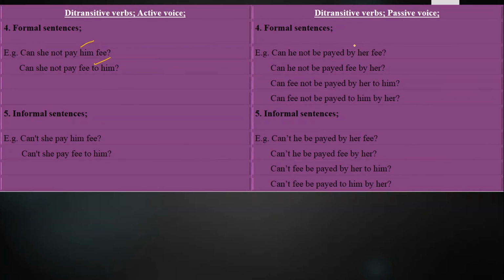And in passive voice: can he not be paid fee by her? Can fee not be paid by her to him? Can fee not be paid to him by her?